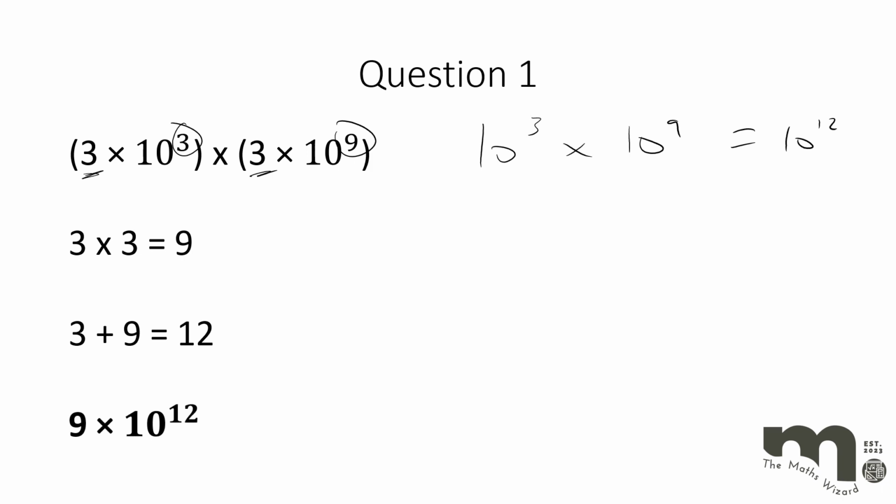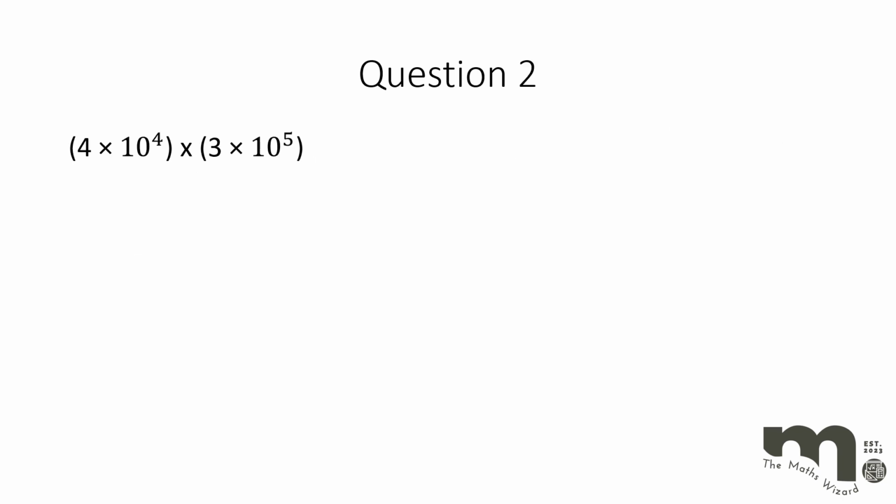If you were asked to do it as an ordinary number, you would have 9 followed by 12 zeros. It's probably unlikely on this one that they would ask you to do that, to be honest. But if they did, it would be a 9 followed by 12 zeros. So once again, pause your video and have a go, and then we'll go through the answer.